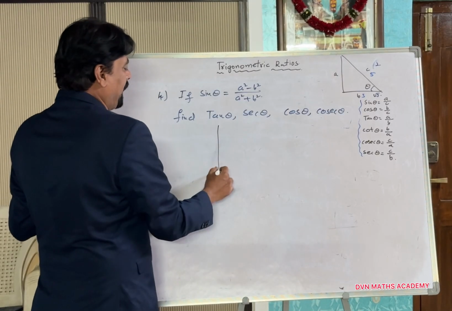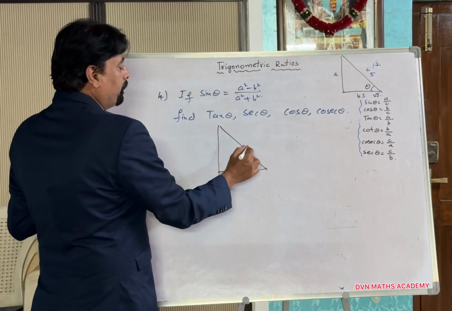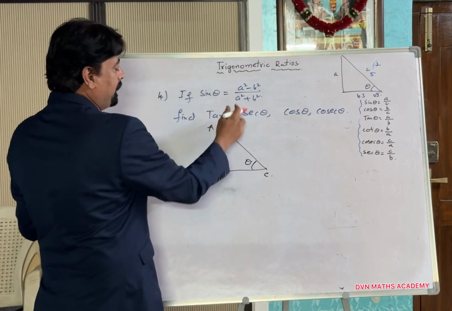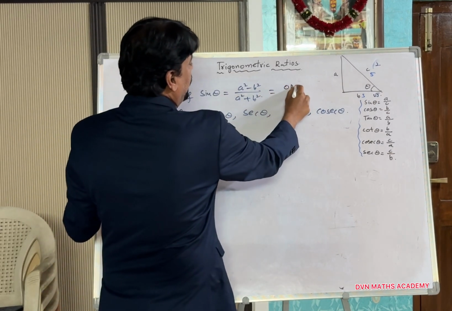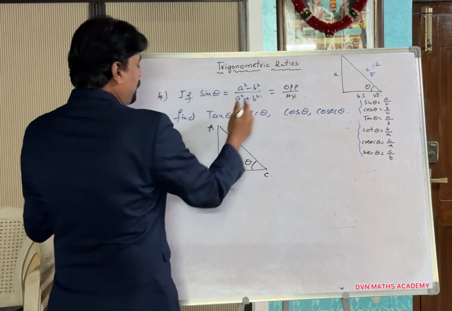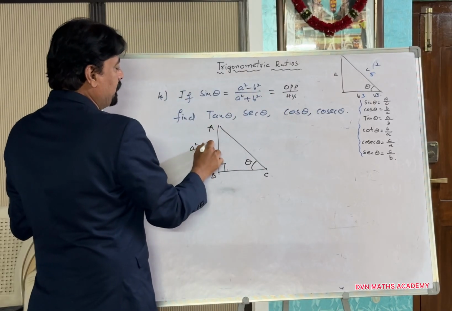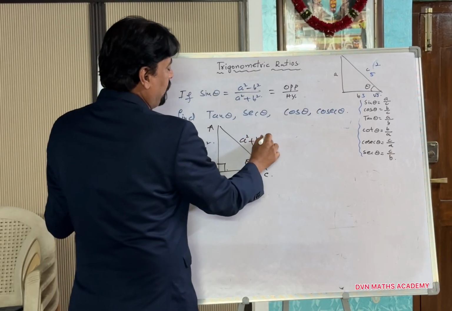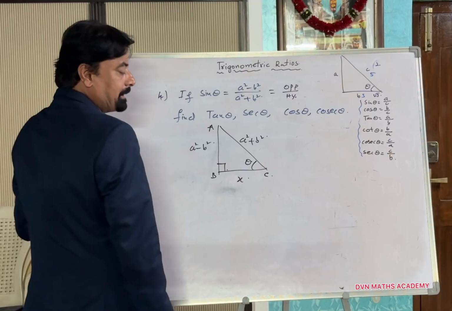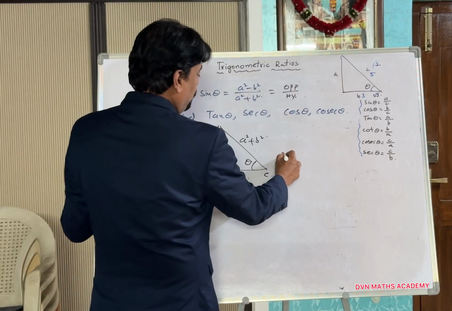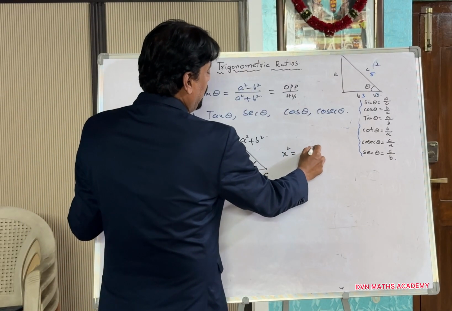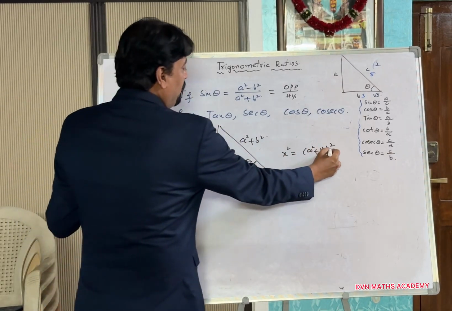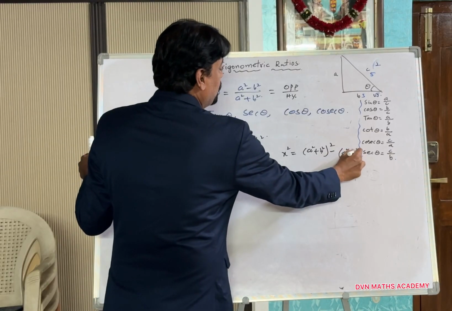Just take the right angle triangle and this is the theta, and ABC is a right angle triangle where B is equal to 90 degrees. Sin theta is equal to, you know that, opposite by hypotenuse. So by this we can say that opposite is a square minus b square and hypotenuse is a square plus b square. Say this BC is equal to x. Therefore by Pythagoras theorem, x square is equal to (a square plus b square) whole square minus (a square minus b square) whole square.